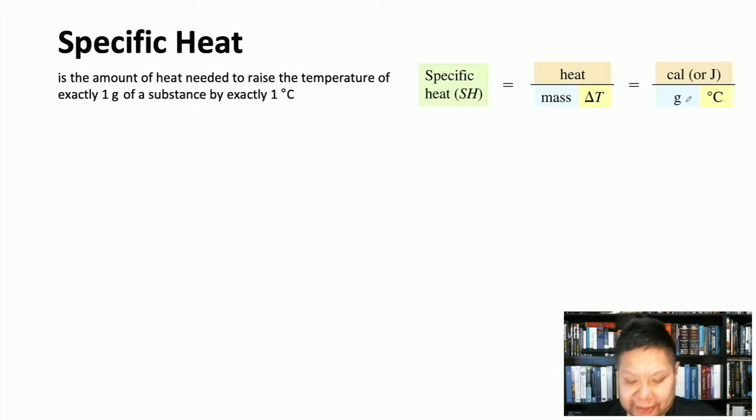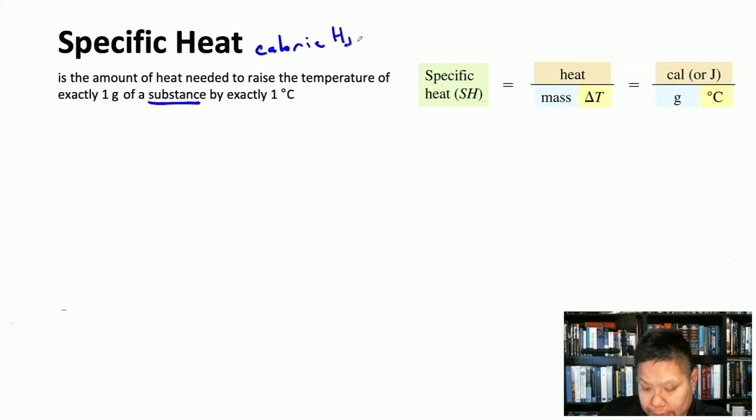Let's talk about specific heat then. The definition of specific heat is the amount of energy or heat needed to raise the temperature of exactly 1 gram of a substance by exactly 1 degree Celsius. So that should sound very familiar to you, because that's the exact same definition that we gave for the calorie, right? The difference is that instead of just any substance, it's actually water, H2O.